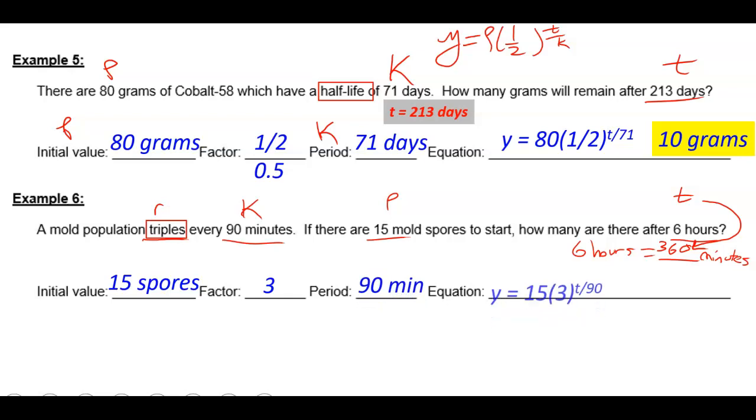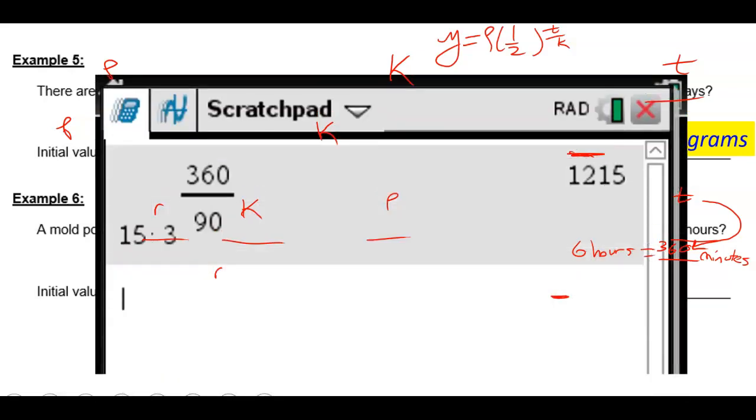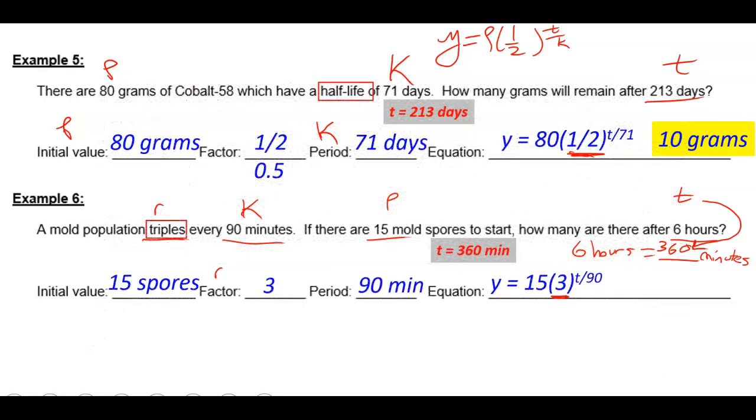So my equation is going to look like this. Instead of a half in the parentheses, it's 3 because that's my new factor. Okay? So 15 times 3 to the power of t over 90. T is 360, so you plug in that. 15 times 3 to the 360 over 90, and you get 1215. And that'll do. Bada bing, bada boom.